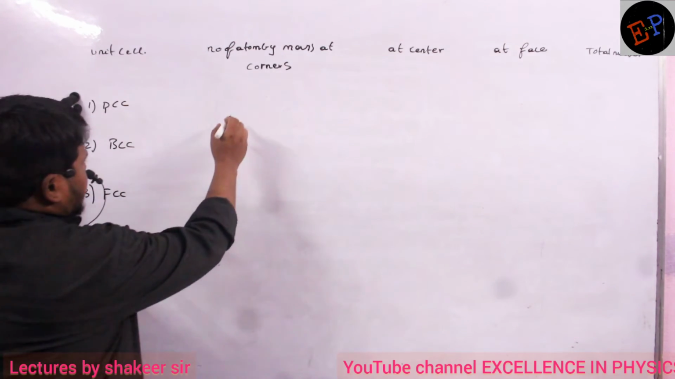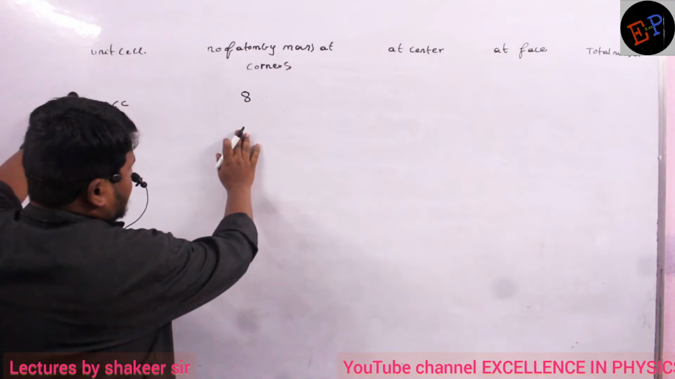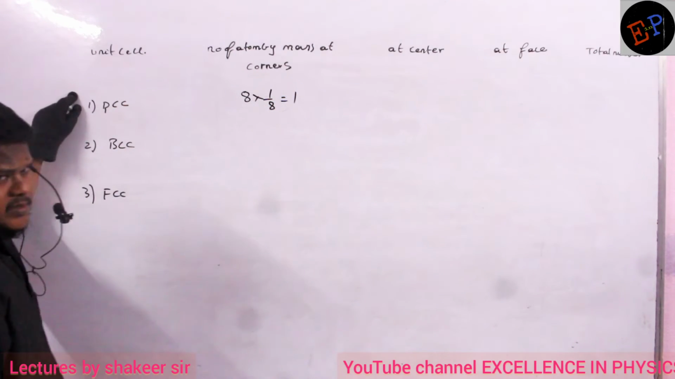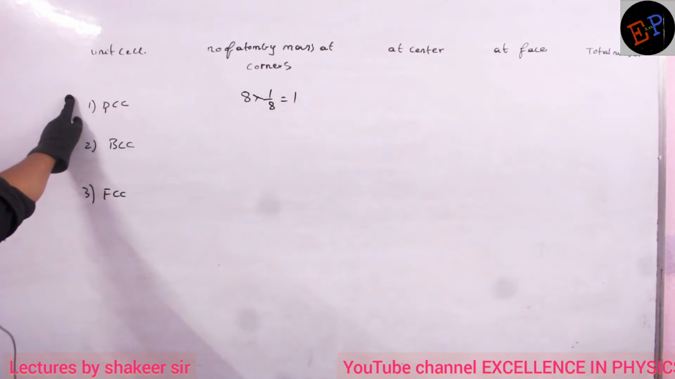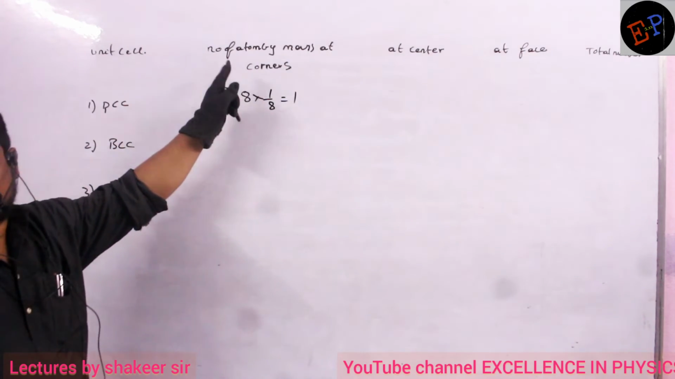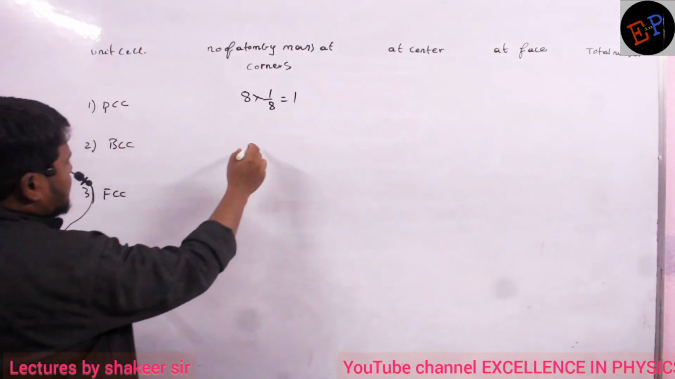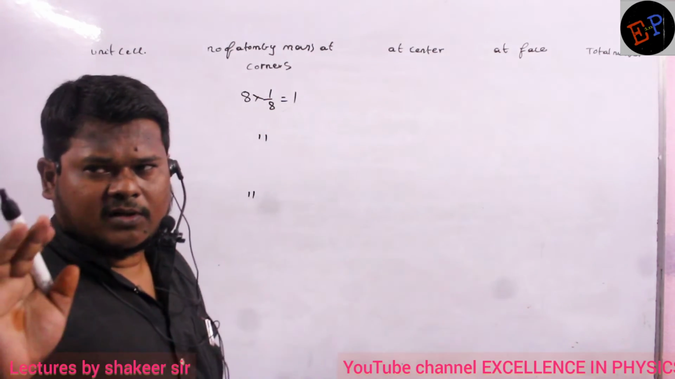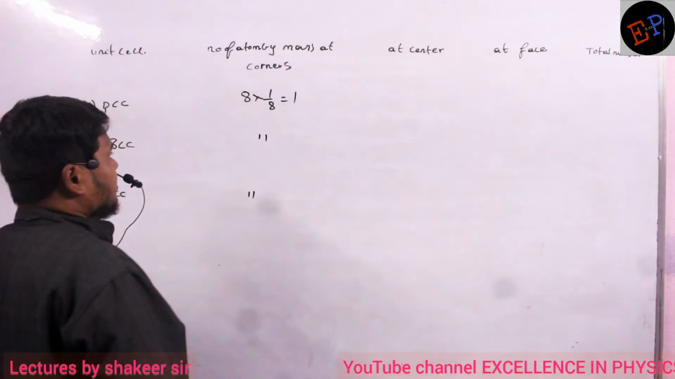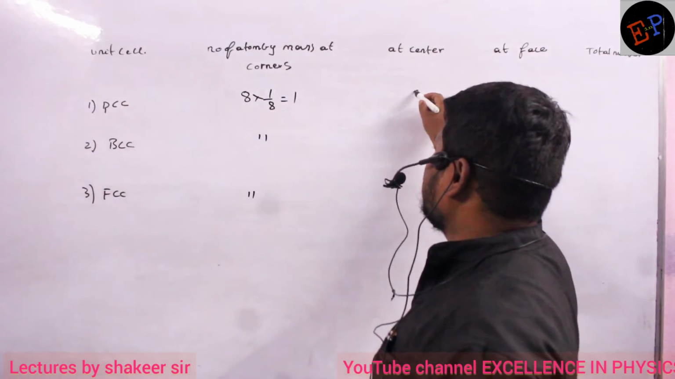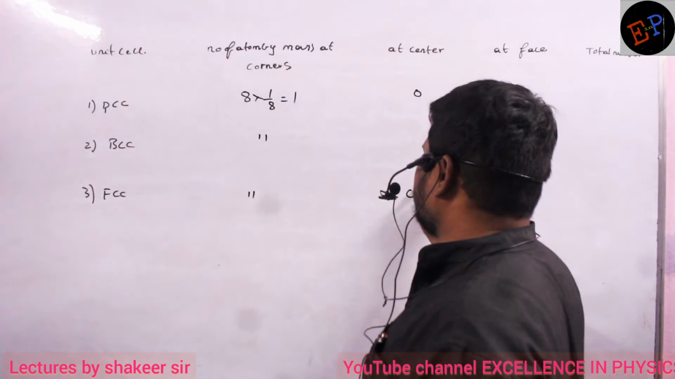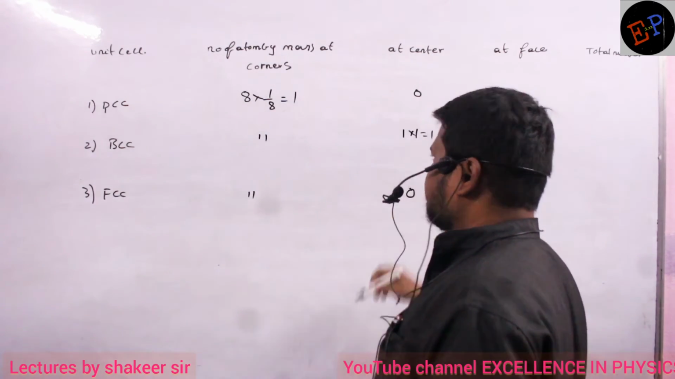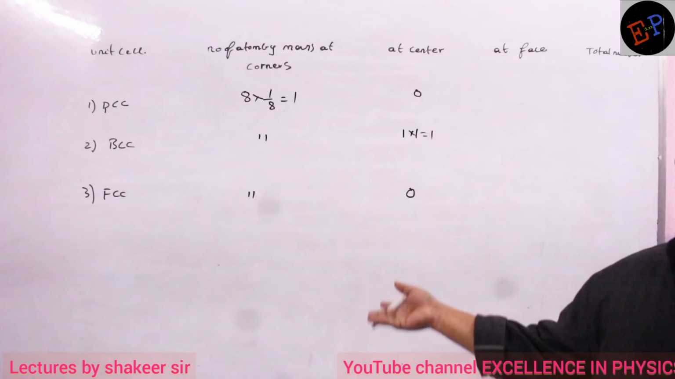Clear? So totally 8 corners are there, and at each corner we have 1 atom. And how much is the contribution of each? 1 by 8. So therefore 1 atom will be enclosed when atoms are present at the corners. Same is the case with BCC, and same with FCC, because in all of them atoms are present at corners. So 1 and 1. Next, at center, 0. FCC also 0. BCC is 1. And 1 into 1 is 1. Are you able to understand? This is what we have calculated.